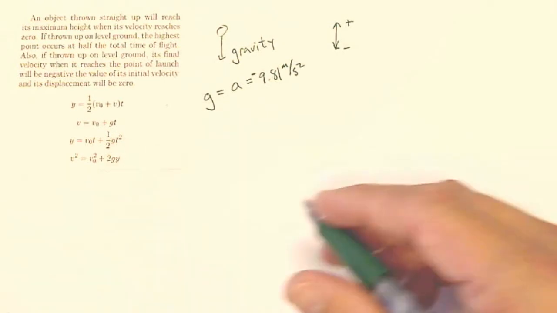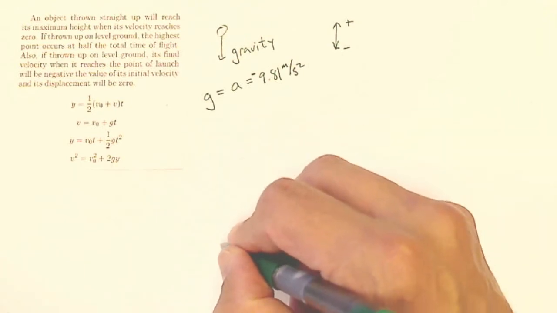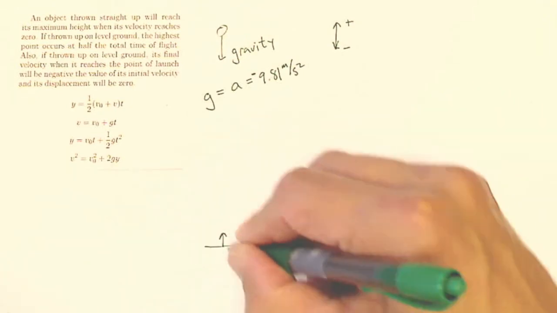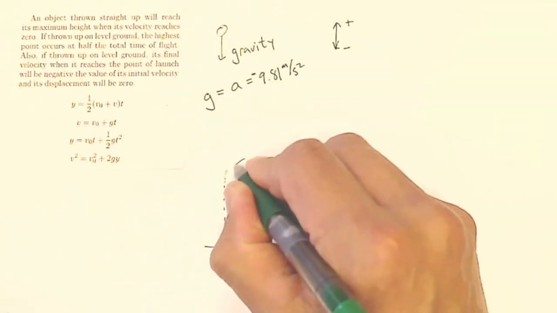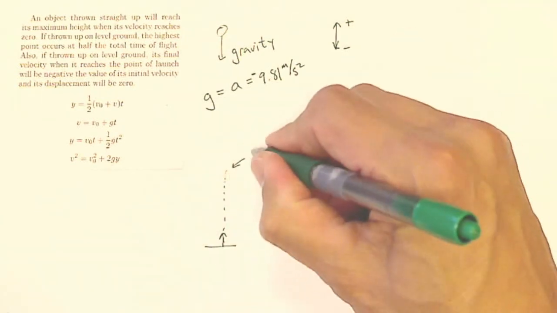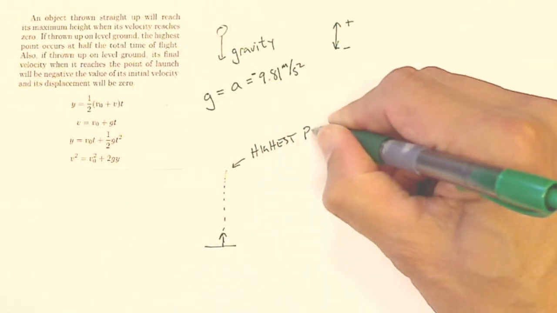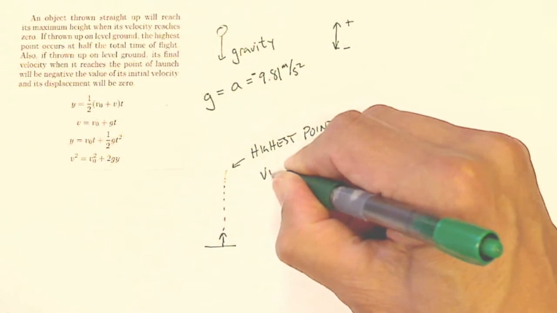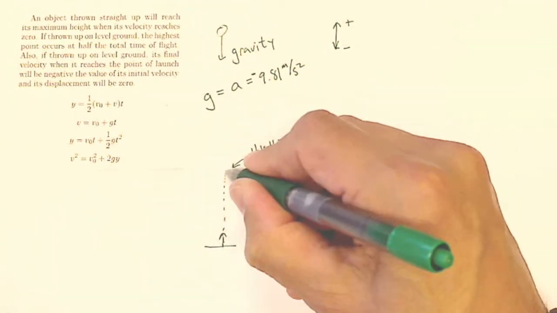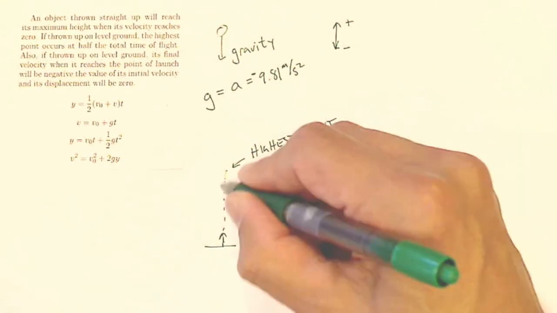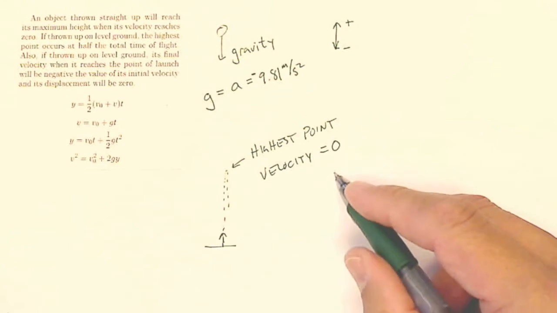Other things you need to know that might help you do some of these problems are your tricks. If you toss an object straight up, it's going to move up and slow down, and it's going to reach some highest point, where it turns around. At that highest point, the velocity equals 0. Because it's going to go up, come to rest very briefly, and then come back down again. So if the velocity at the highest point is 0, that's a good thing to remember.